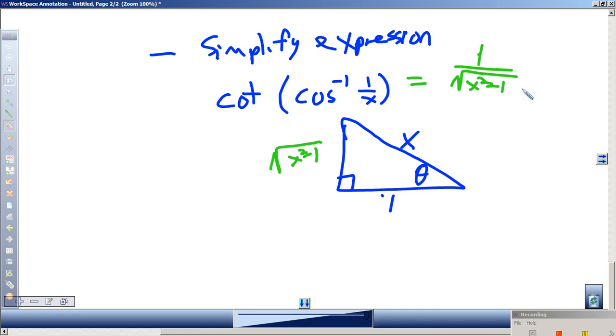Well, it would be the square root of x squared minus 1 over x squared minus 1. You still have to have the square root on top. So, questions about what's stuck on the test?